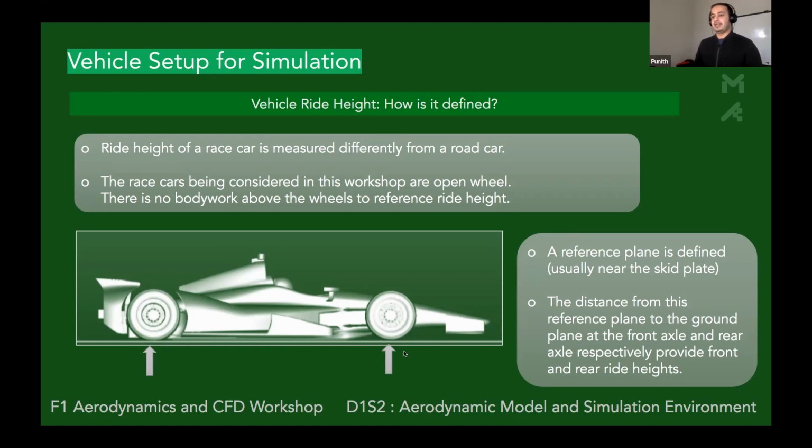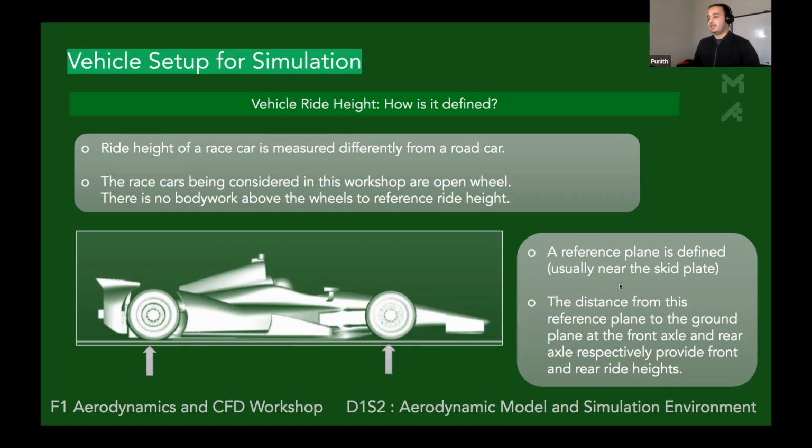The race cars that we're considering in this workshop are mostly open wheel. There's no bodywork around the wheels. So how do you define ride height? It's a bit different because in the automotive industry, in my daily work now, the ride height definition is quite different. On a road car, we define it relative to the wheel arch, which sits around the wheel. But for a race car, there's no bodywork near the wheel most of the time. Even if there is, it's like a little winglet or something. So how do you define ride height?